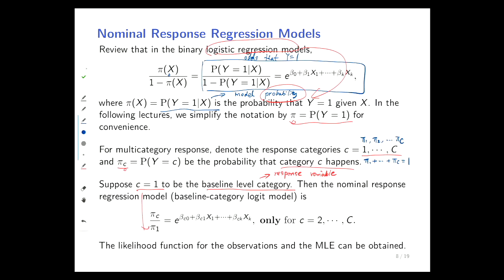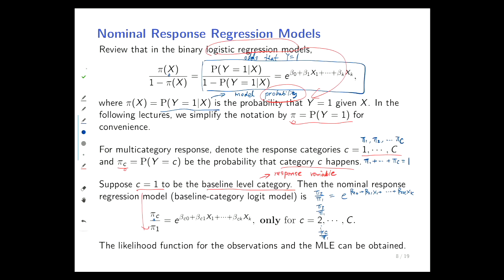What we do here is consider the model of the probability of C divided by the probability of the baseline level. So what's the meaning here? Basically, you can consider pi 2 divided by pi 1 equals the exponential of beta 2,0 plus beta 2,1 x1 plus so on and so forth plus beta 2,k xk. That's the model for pi 2 divided by pi 1. Also, we can consider pi 3 divided by pi 1, and so on and so forth until we have pi capital C divided by pi 1.